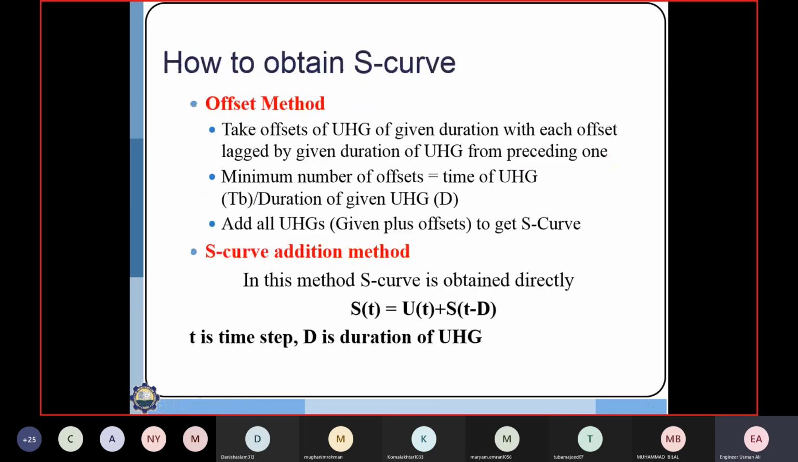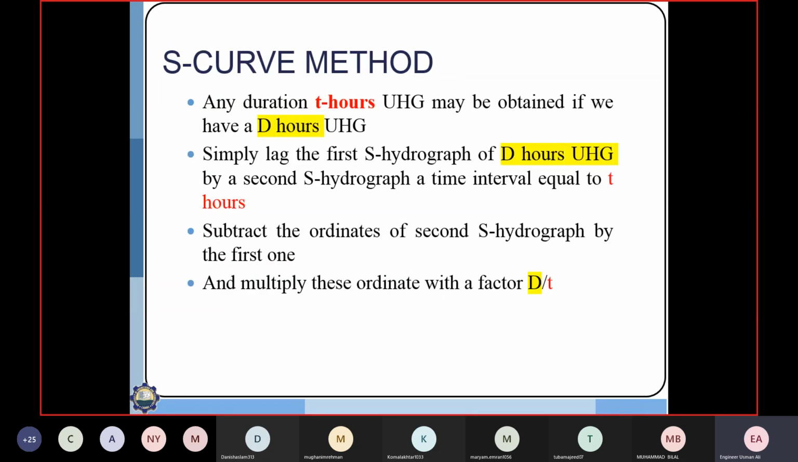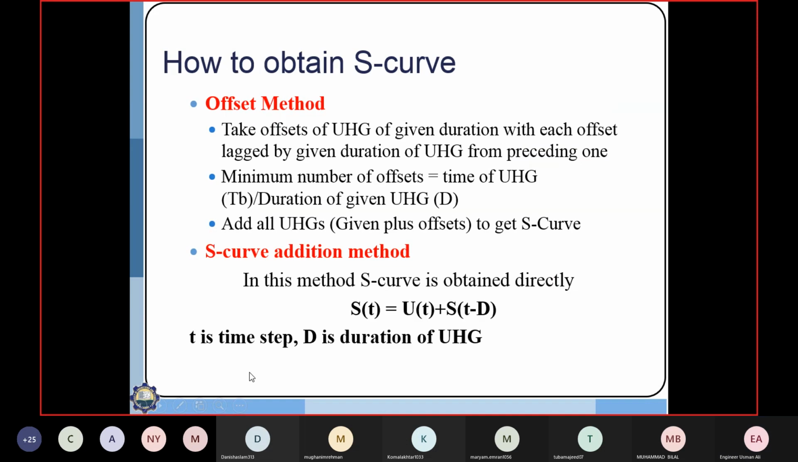So how to derive or obtain the S curve is our main topic, and then I will discuss this slide. Once you obtain the S curve, then further, what you have to do to finally get the unit hydrograph of a different duration from the given duration. As I mentioned, there are two methods to obtain the S curve: the offset method and the S curve addition method. Firstly, the offset method.